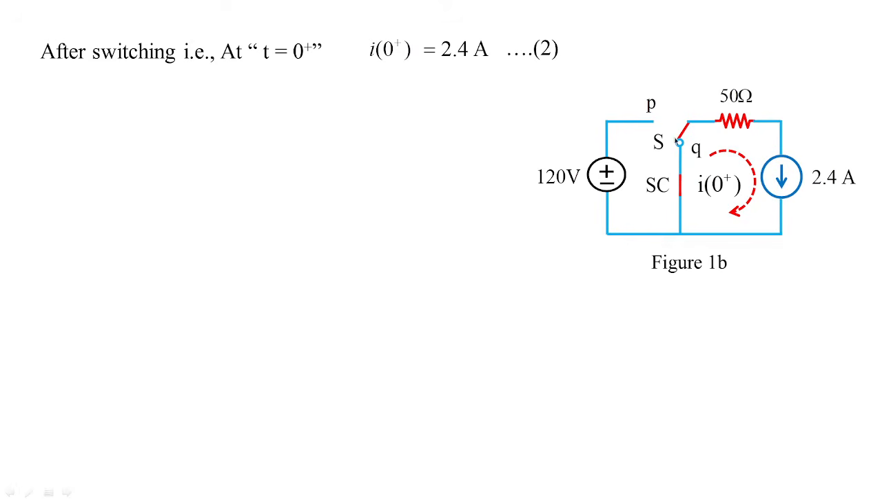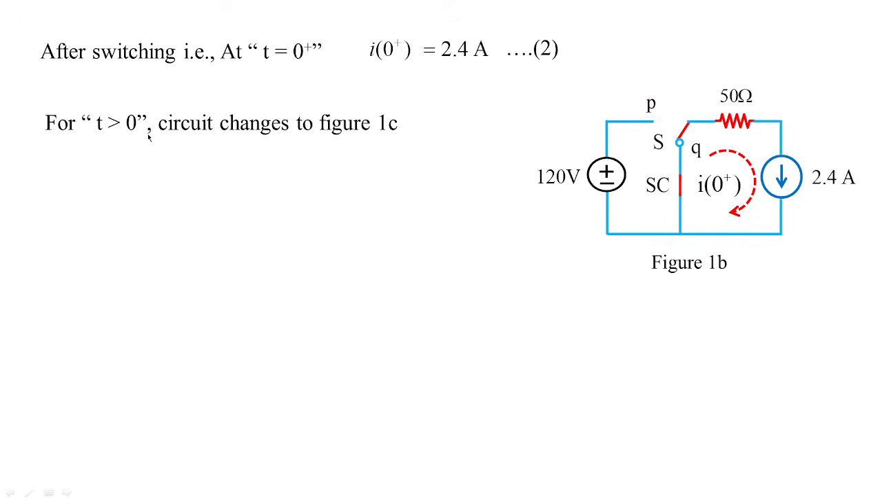So the position of the switch is moved from P to Q. Here we have the capacitor, and the capacitor initially acts as a short circuit. So when it initially acts as a short circuit, naturally we have the closed circuit like this. At the instant the switch is moved from P to Q, when we treat that condition as t equal to 0 plus, it becomes i(0 plus), whose value is 2.4 amperes. So this is the important case.